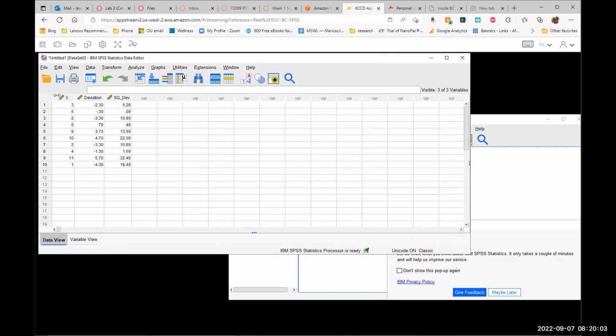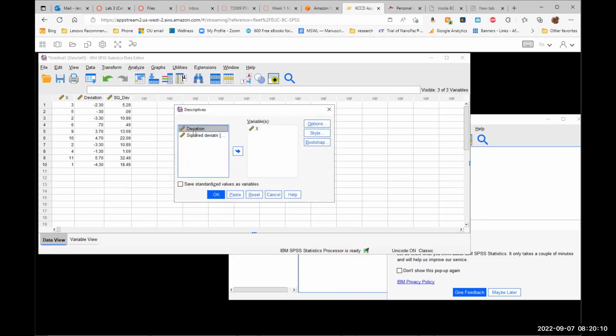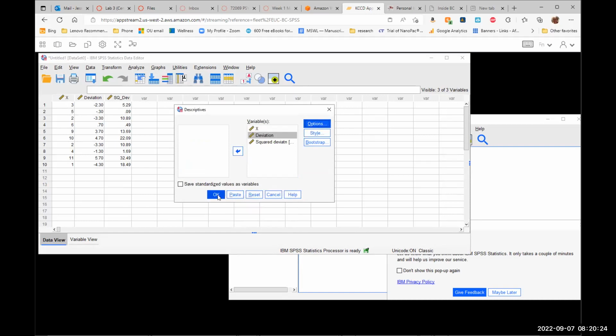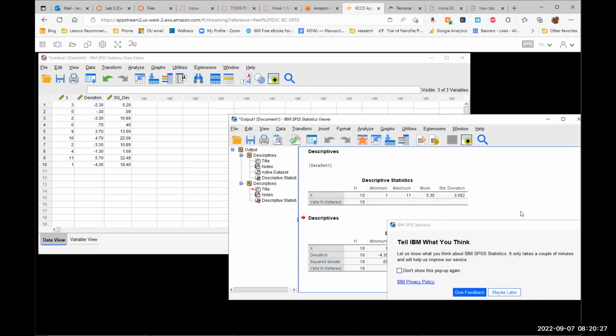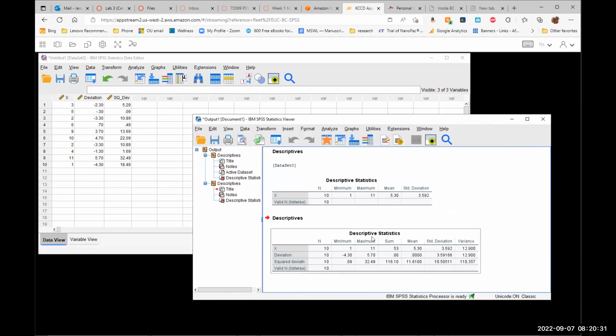To check our work, we could simply run descriptive statistics. Descriptives. I want to put them all in there. Remember, the sum of the deviations should be 0. So if we want to test that, we come here and select sum. Let's get the variance too. Continue. Okay, here we go. So for deviation, the sum is 0. Good. We did our work.